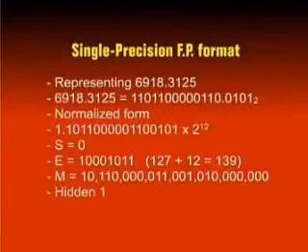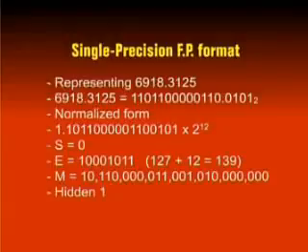Now let us represent the decimal number 6918.3125 using the 32-bit single precision floating point format. Now the decimal number 6918.3125 can be written in terms of binary as 1101, 1000, 00110, 0.0101.